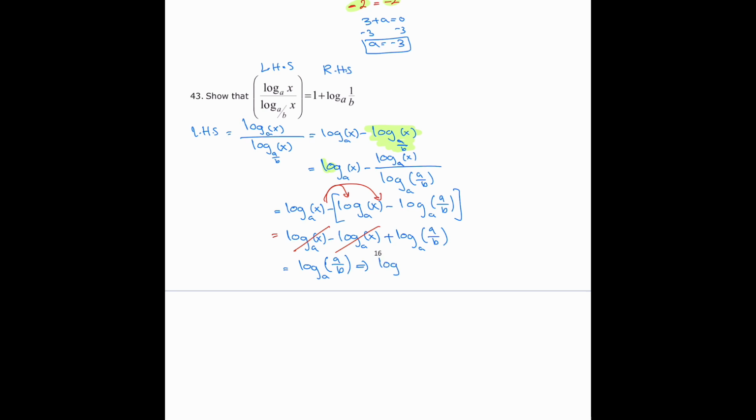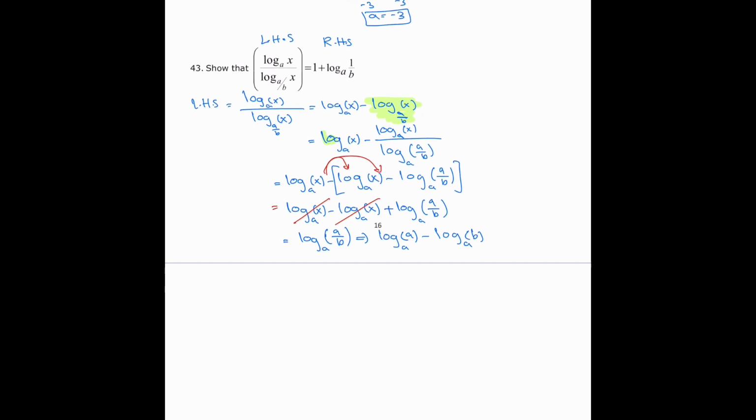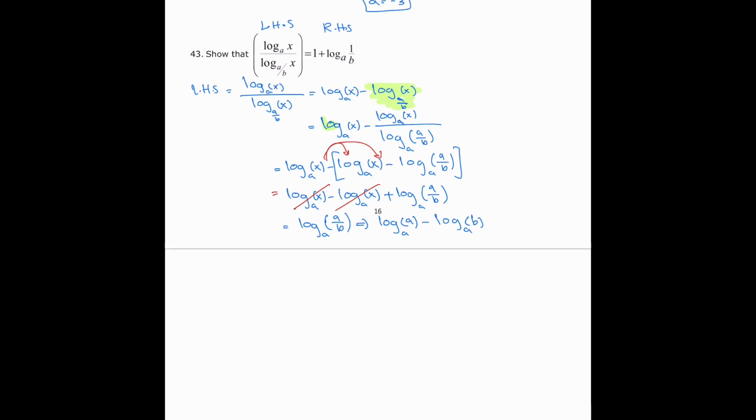So it's going to be log base a of a minus log base a of b. Now, I know log base a of a is equal to 1, so this is going to be 1 minus log base a of b. However, it doesn't look like the right-hand side yet. However, I can still manipulate that.